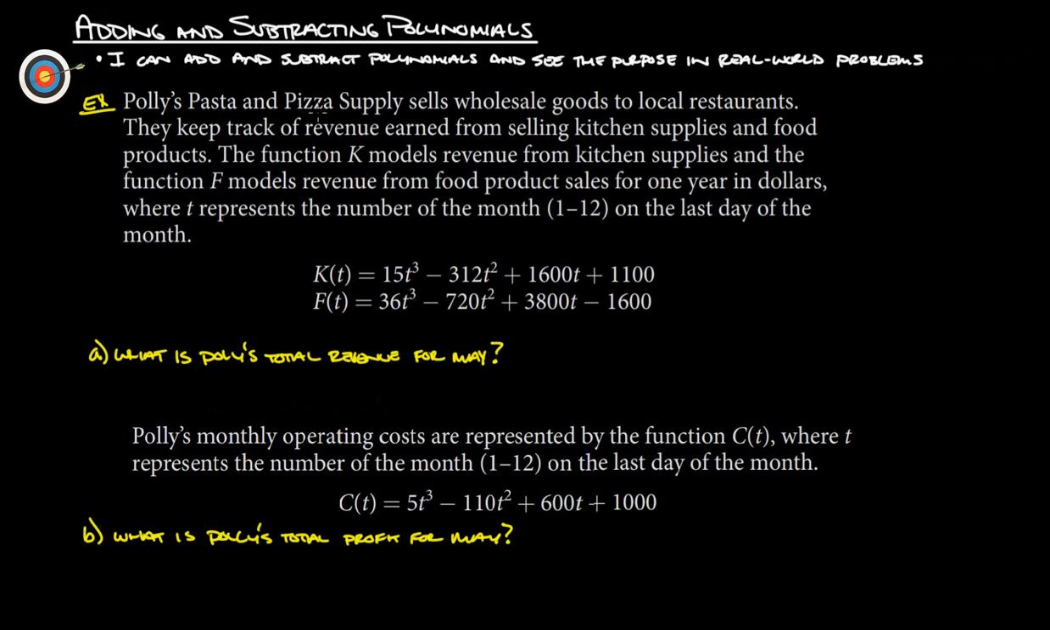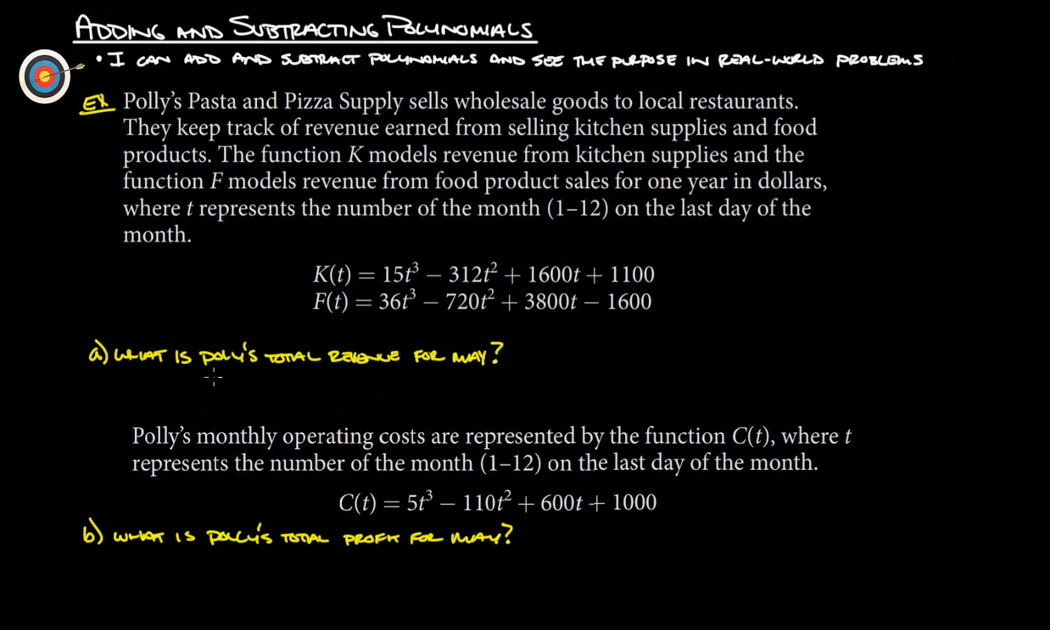Polly's Pasta and Pizza Supplies sells wholesale goods to local restaurants. They keep track of the revenue earned from selling kitchen supplies and food products. The function K models the revenue from kitchen supplies, and the function F models the revenue from food product sales for 1 year in dollars, where T represents the number of the month, 1 through 12, on the last day of each month. So 1 would represent January 31st, 2 would represent February 28th or 29th, depending. So these are our two functions here.